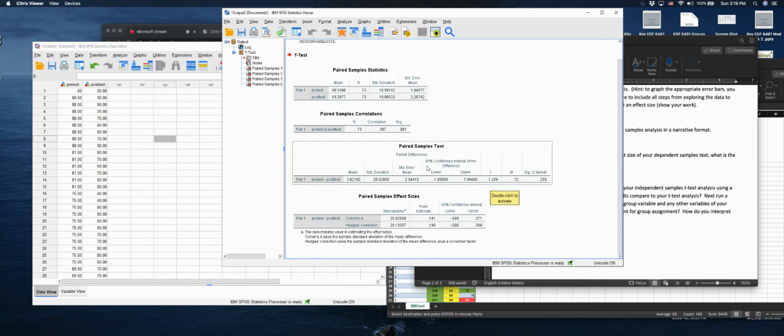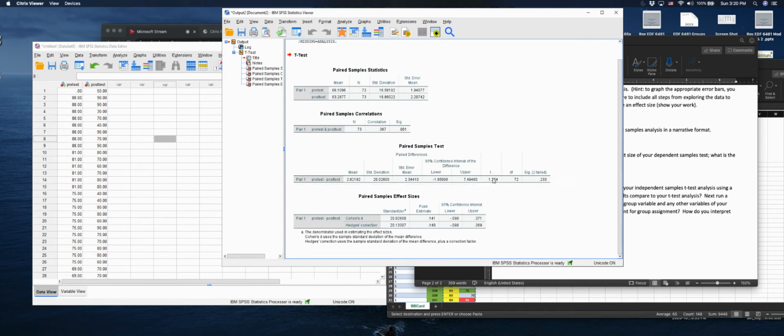The other area that I can look to see if there's a statistically significant difference is my confidence interval range. Because my confidence interval range crosses 0, there is no statistically significant difference. This number is a negative 1.8. Well, this crosses 0 because this number is positive. So there is no statistically significant difference between this group.